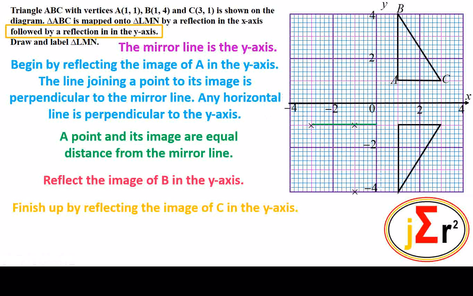Do not forget these two very important notes. That the line joining a point to its image must be perpendicular to the mirror line. And a point and its image are equal distance from the mirror line.